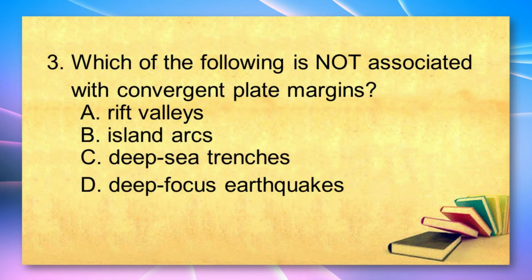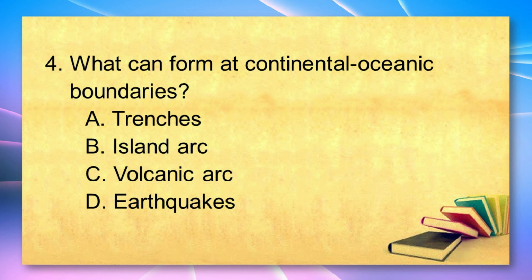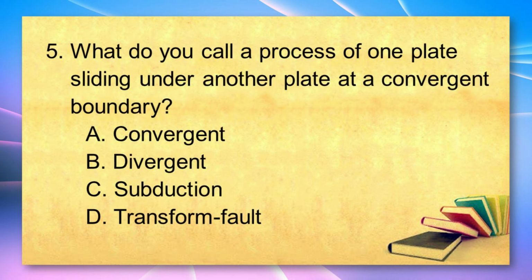3. Which of the following is not associated with convergent plate margins? A. Rift valleys. B. Island arcs. C. Deep sea trenches. D. Deep focus earthquakes. 4. What can form a continental oceanic boundaries? A. Trenches. B. Island arc. C. Volcanic arc. D. Earthquakes. 5. What do you call a process of one plate sliding under another plate at a convergent boundary?